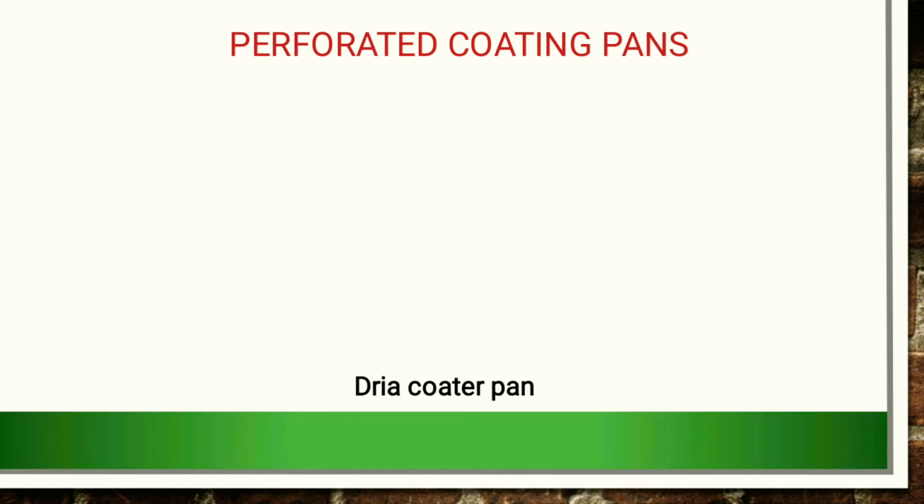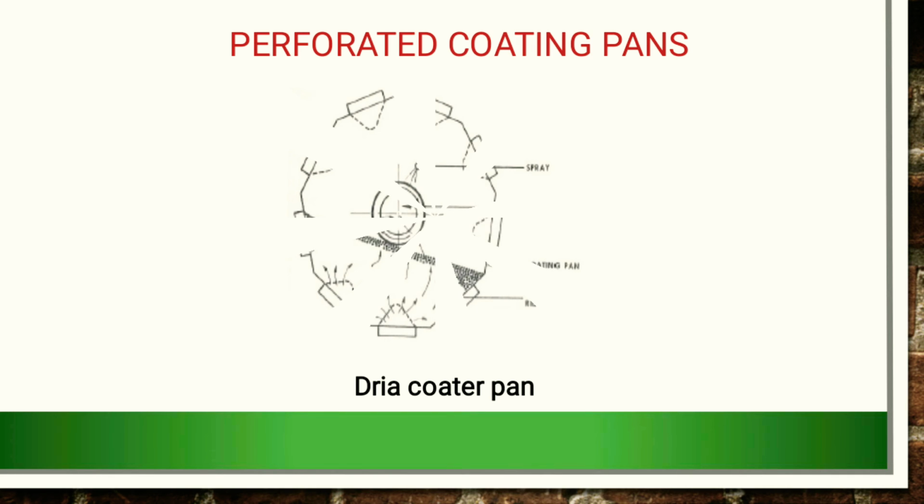Then the next coating equipment is the Dria coater pan. Here you can see its diagrammatic representation. It introduces drying air through a hollow perforated baffle located on the inside periphery of the drum. Exhaust is from the back of the pan, and the different airflows that can be achieved through this equipment are direct flow, reverse flow, then indirect flow.